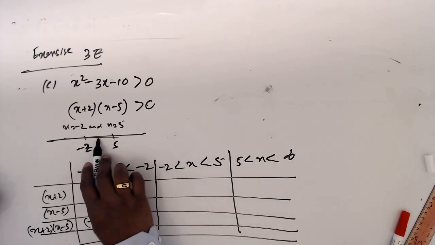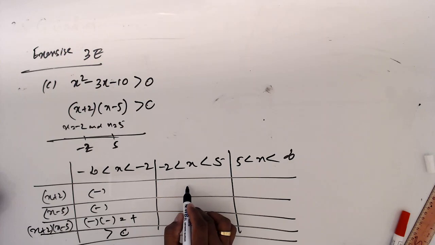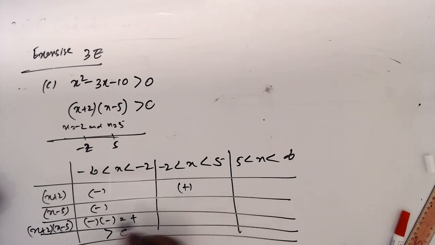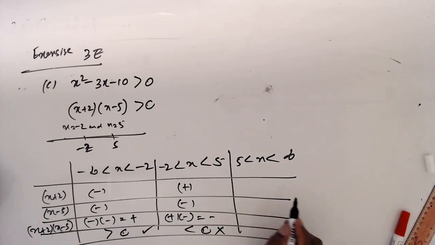Between minus 2 and 5, any number, say 0. This is going to be 0 plus 2, which is positive. This is going to be 0 minus 5, negative. So positive times negative is negative, less than 0. So this area is right. This one is not, because it doesn't match the inequality.